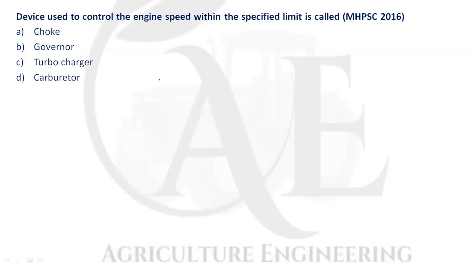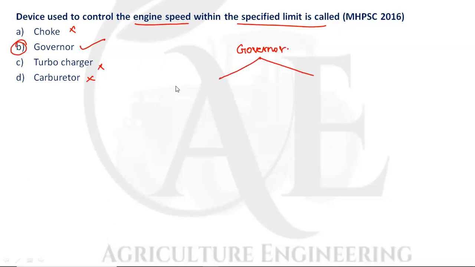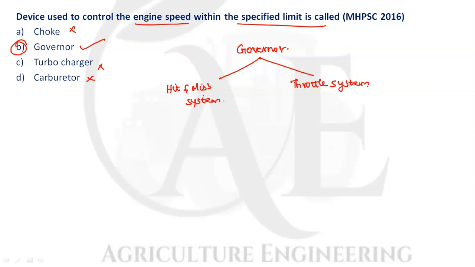So next question. Device used to control the engine speed within the specific limit is known as, so it is not a choke or turbocharger or carburetor, it is a governor. Okay. So coming to the governor part, governor can be divided into hit and miss system. So another type is throttle system. Okay. So in hit and miss system, it is used in gas engines.